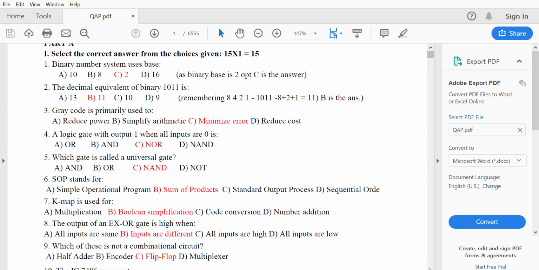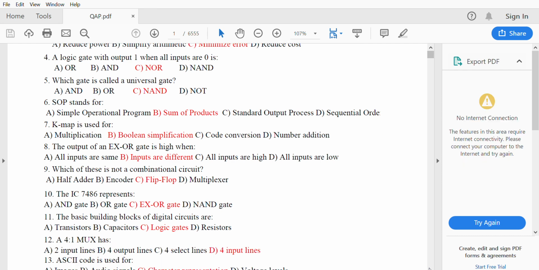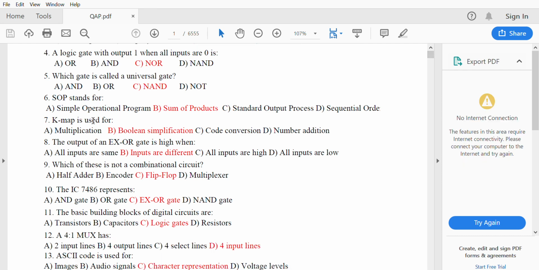Next, SOP stands for... SOP is the basic thing: sum of products. Next, KMAP is used for what? Boolean simplification. As we know, it is used for the mathematical representation of the Boolean equation. The output of an XOR gate is high when the inputs are different, remembering the combinations 0 1 and 1 0.